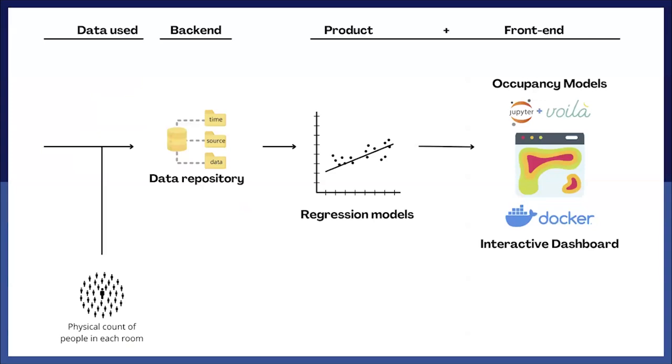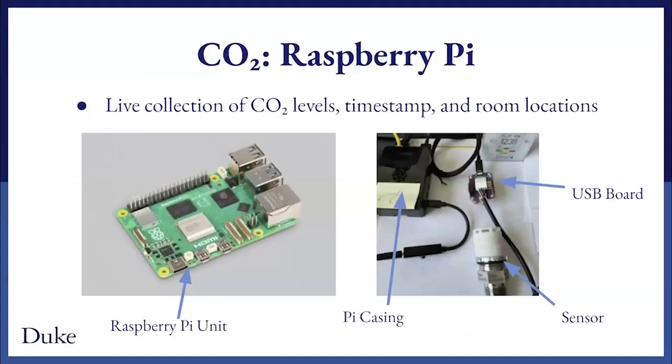And with that, we are making our regression models, which is a product, and we are using Python with Jupyter for the backend and Voila widgets for our front end. And that's how we create our interactive dashboard. And now I'm going to hand over to Desmond to talk about the Pi.